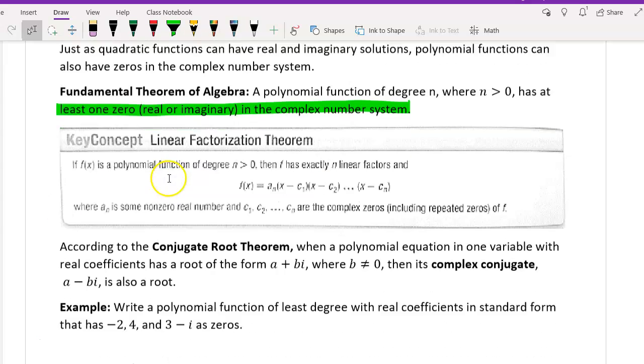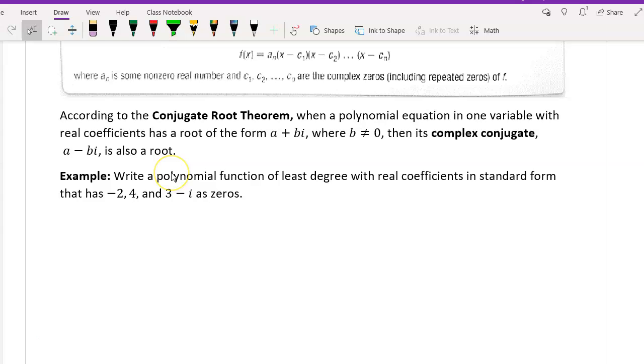So for every imaginary zero that we have, according to the conjugate root theorem, if we have a complex zero of a plus bi, then we're actually going to have its complex conjugate, a minus bi, also as a root. So for every imaginary number, we're also going to have its conjugate. So looking at this first example, it says write a polynomial function of least degree with real coefficients in standard form that has -2, 4, and 3 minus i as zeros.